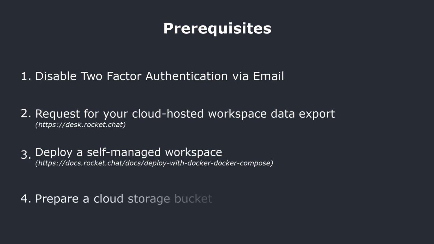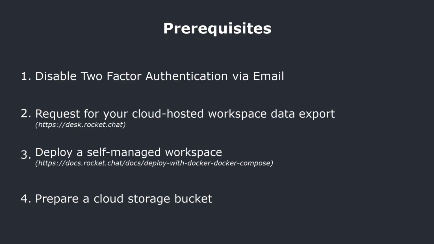Lastly, prepare a storage bucket. A cloud storage bucket is required to store uploaded assets, such as user avatars and file attachments. In this tutorial, we are using Amazon S3. Create a new S3 bucket and keep the name handy. You'll need it to configure Rocket.Chat file storage during the migration. Consult the Amazon S3 official documentation for detailed instructions.